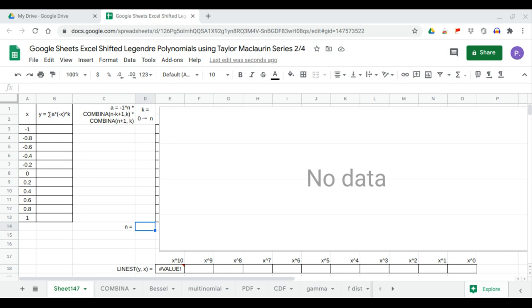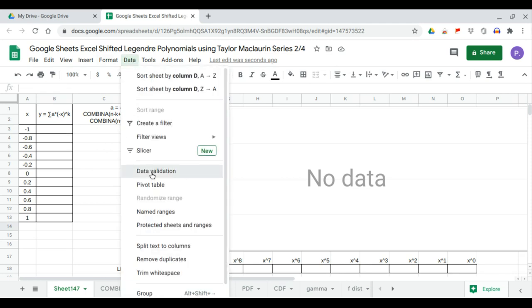In this video, we'll generate the shifted Legendre polynomials using COMBINA function in the coefficients. So the Taylor-Maclaurin series sum is the summation of a times negative x to the power k, where k is from 0 to n and n is from 0 to 5.